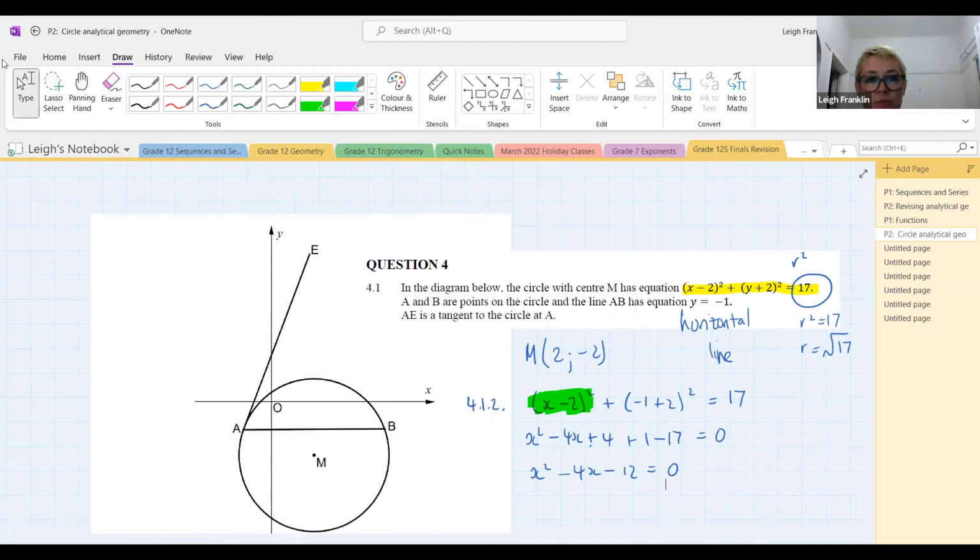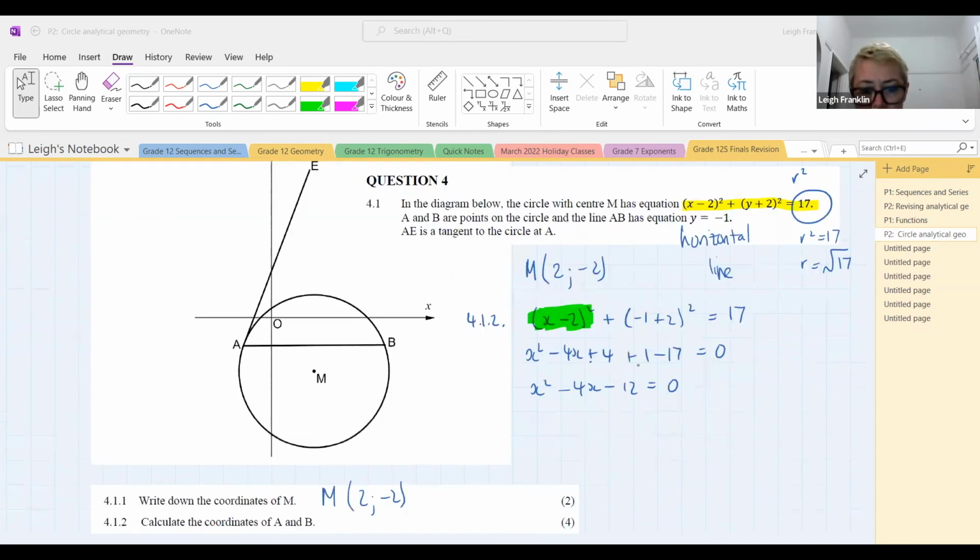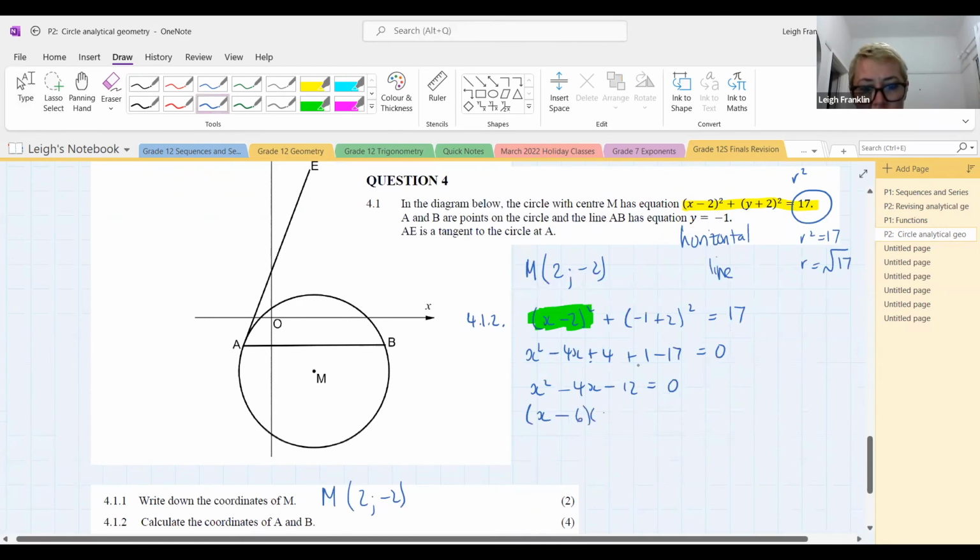Okay, and now we need to factorize. Sorry, I'm being attacked by, well, not attacked, but Christmas beetles flying around. Okay, so factorizing. One bracket will have x minus 6, the other bracket x plus 2 equals 0.